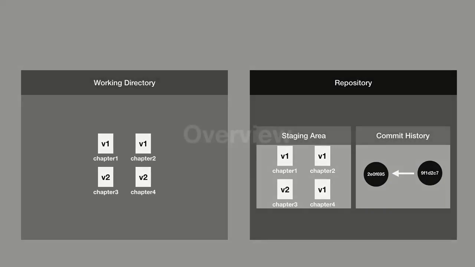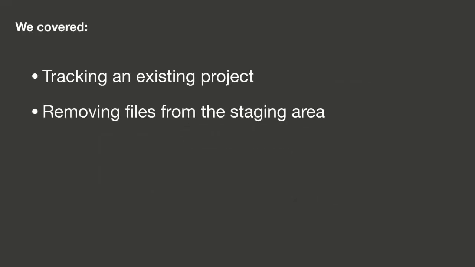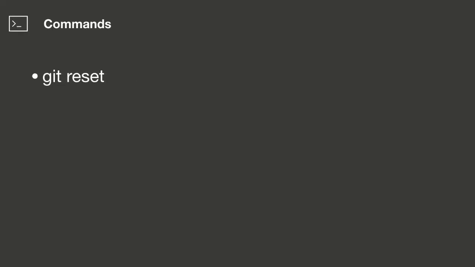So now just to overview, in this lesson we covered tracking an existing project and removing files from the staging area. And we also showed one use of the git reset command.